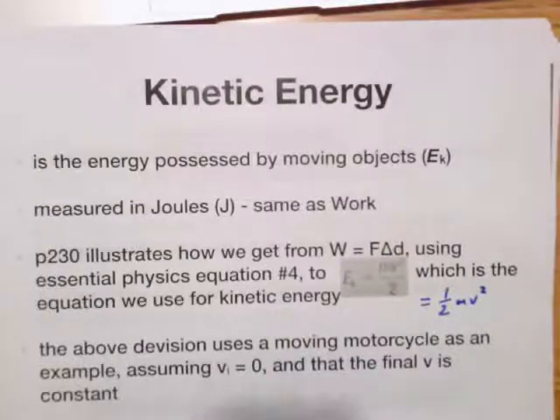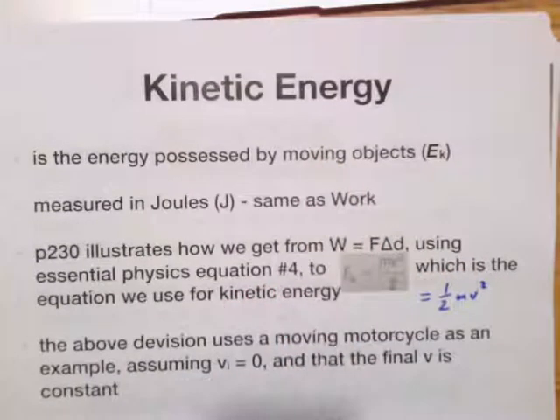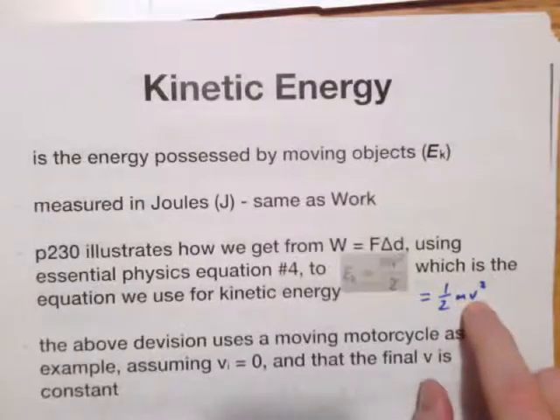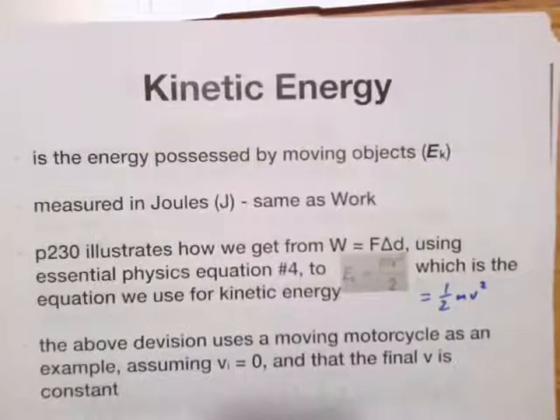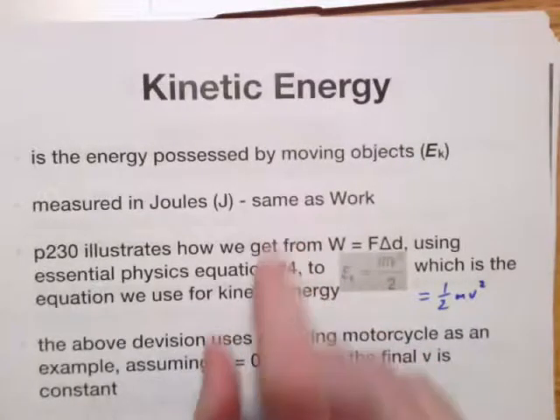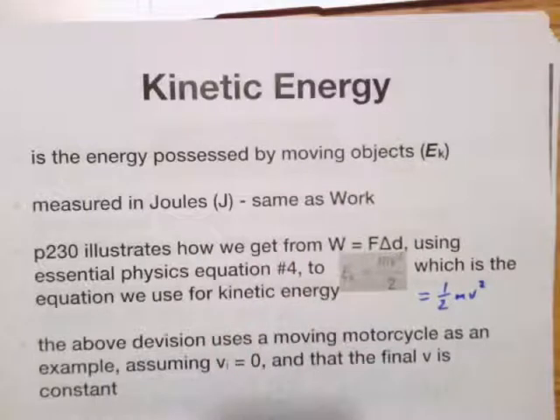All right, kinetic energy. It's the energy possessed by moving objects. An object in motion has kinetic energy. The higher the mass, the higher the velocity, the higher the energy. Directly proportional. It's measured in joules, same as work. I think I referenced before that work and energy are almost the same thing.